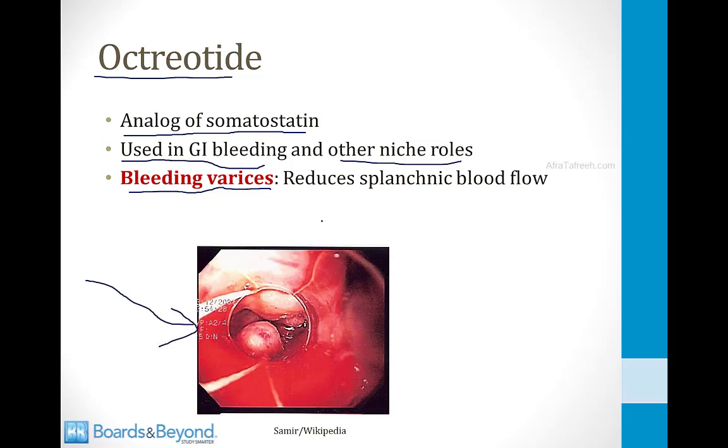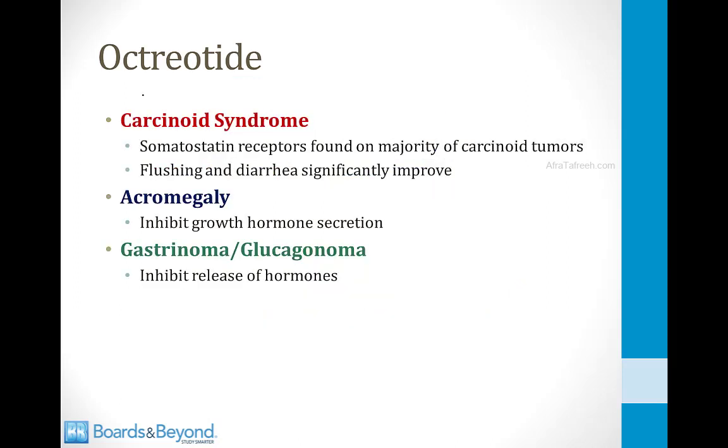Octreotide is administered to these patients because it reduces splanchnic blood flow and it decreases the amount of bleeding from these bleeding varices. Ultimately, the treatment usually involves surgery or banding so that they stop bleeding, but the octreotide can definitely help. There are several other niche roles where octreotide is useful.